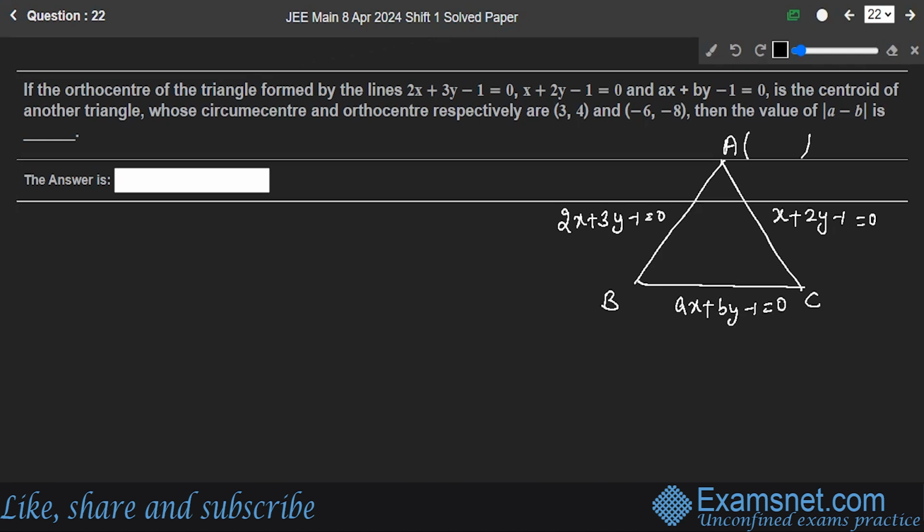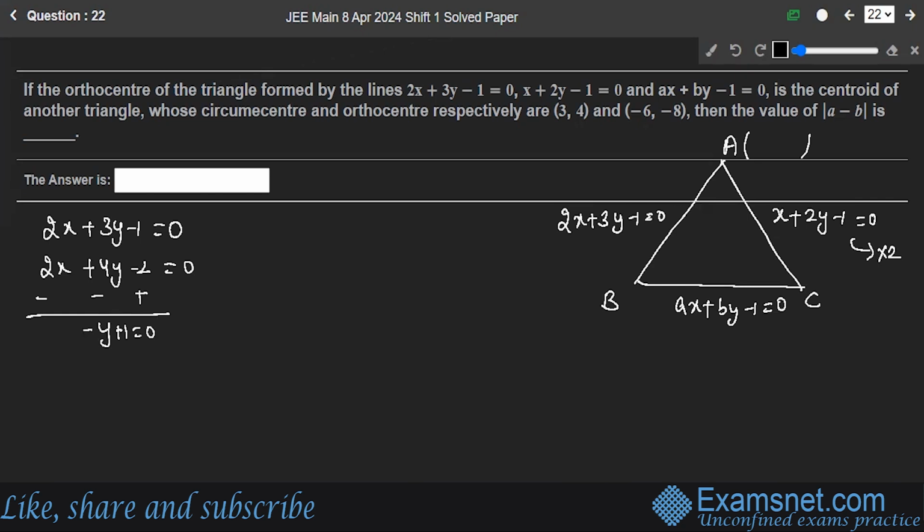A is the point of intersection of these 2 lines. First of all, let's find out the A point. So this will be 2x plus 3y minus 1 is equal to 0. Multiply the other equation by 2 and subtract. You have 2x plus 4y minus 2 is equal to 0. So you will have minus y plus 1 is equal to 0. Y will be equal to 1. And you will solve, you will get the corresponding value of x is equal to minus 1. So A point becomes (-1, 1). This is the first thing.